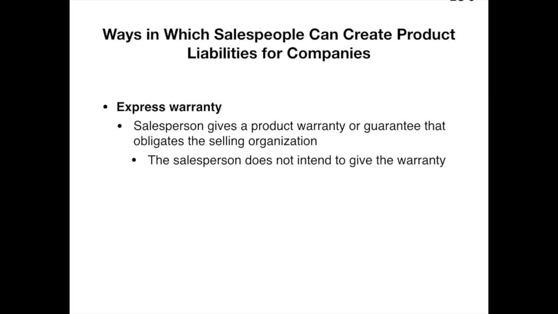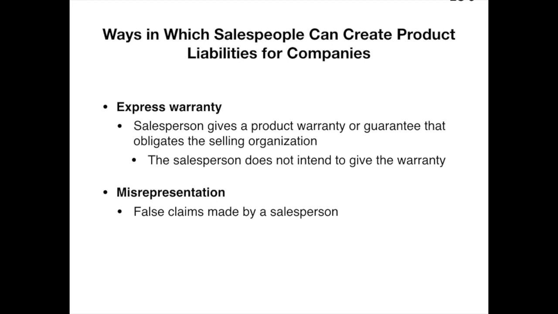Salespeople can create a lot of liabilities for companies if they embody unethical behaviors. Here are some of the ones that come up. They can express warranty, which means a salesperson gives a product warranty or some kind of guarantee that obligates the selling organization, even if they know they don't plan to follow through on that or no warranty exists. Sometimes they misrepresent the product. They make false claims about what the product can do, or they're merely negligent. They make false claims about the product or service.